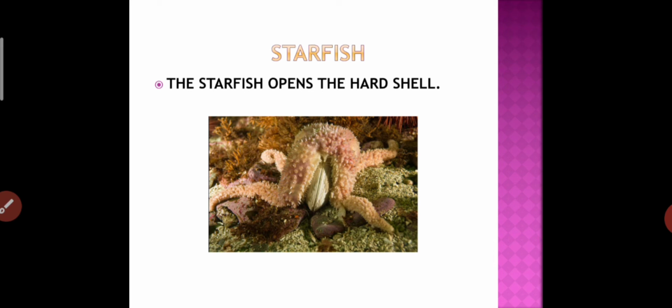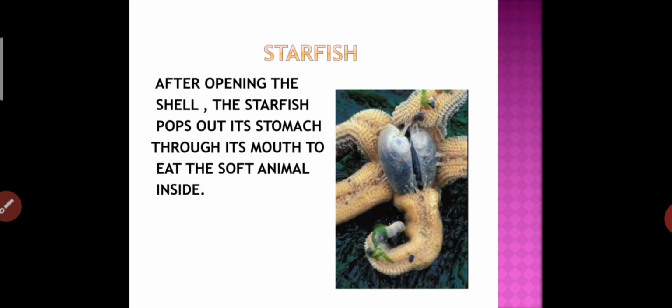Now, when a starfish sees a mussel, it will try to open the hard shell. It will open the hard shell of the mussel by just surrounding the mussel, and it will try to open it. And after opening the shell, what does it do? Instead of popping the inside soft tissue into its mouth, the starfish pops out its stomach through its mouth.